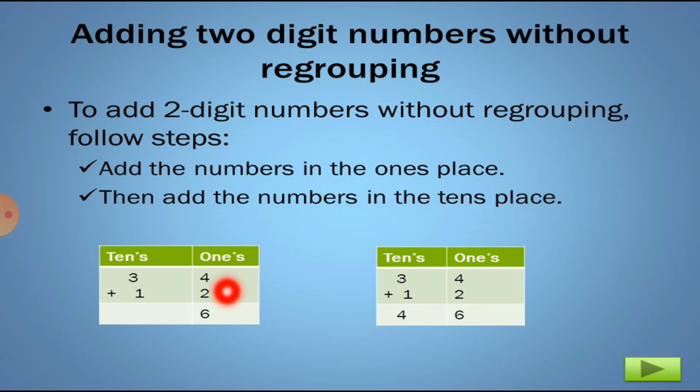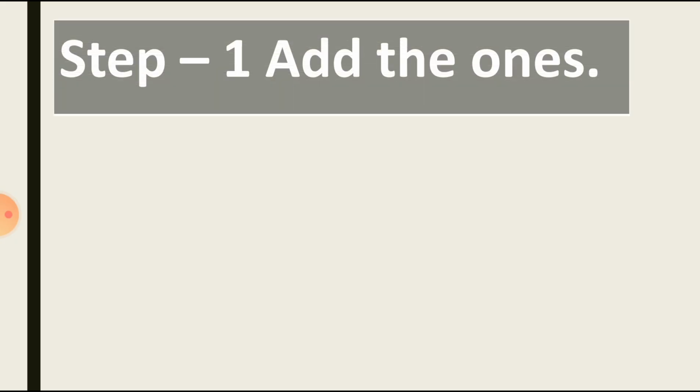As you can see in this example, here is the ones column, which is 4 and 2. So you have to add this column first, which is 4 plus 2 is equal to 6, and then move to the tens column and add 3 plus 1. So you will get the right answer, students. I repeat, just keep this in your mind: always start adding with the ones column, on the right side.